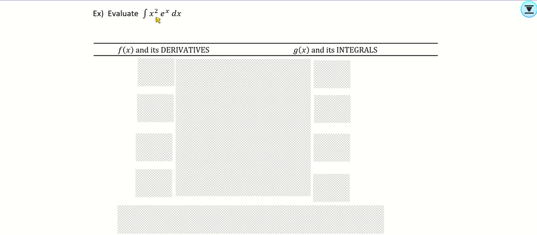But can you imagine? It'd be very easy for me to give you an example like x to the 5th power times e to the x dx. That would require 5 rounds of integration by parts to slowly take x to the 5th power down to 0, to where the integral was actually doable. So integration by tables, you're going to love it. So here's the routine, okay?